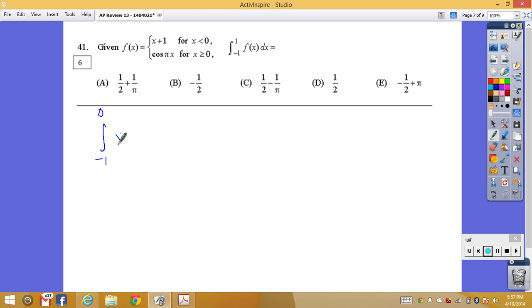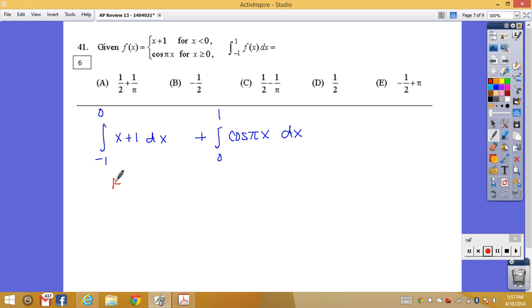Alright, finding an integral of a piecewise function, you would simply do the integral from -1 to 0, and that would be the x plus 1 function, plus the integral from 0 to 1 of the cosine of pi x. So you're just doing 2 integral questions. We don't really care if it's going to be continuous or not. You're going to find the net signed area of this curve, and then the net signed area of this curve between these values, and add them.